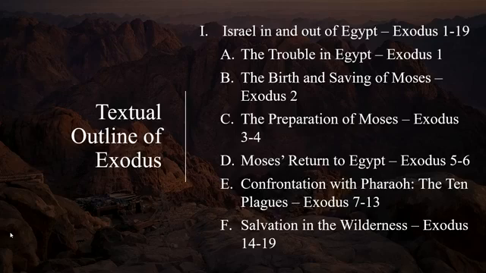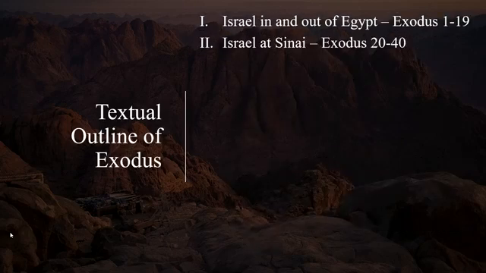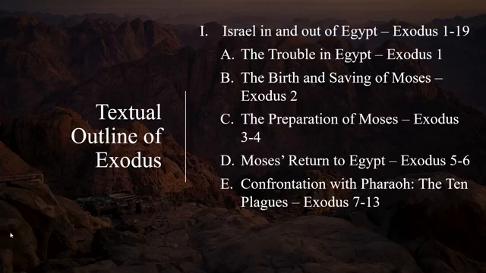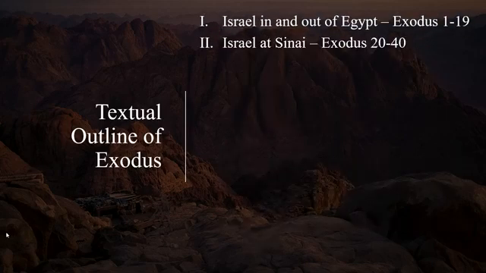In this section, we see him save the people at the Red Sea. We see him save the people from hunger. We see him save the people from thirst as he gets them to Mount Sinai. That, of course, is the second part of this book, Israel at Mount Sinai.